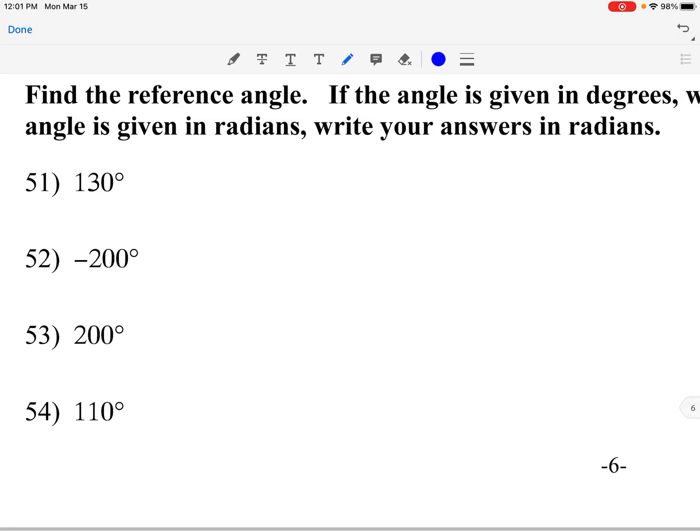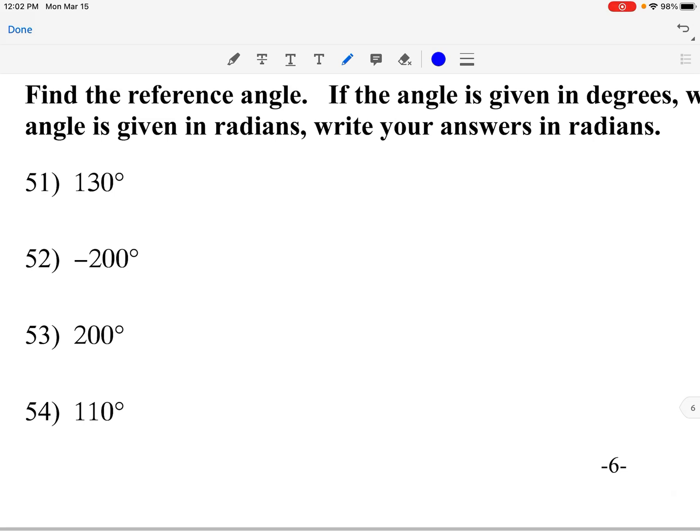When you're finding reference angles, and I put this in several different parts of instructions, if your angle is given in degrees, you need to make sure your answer is in degrees, or if it's given in radians, you need to write your answer in radians. And that's the same for coterminal angles as well.